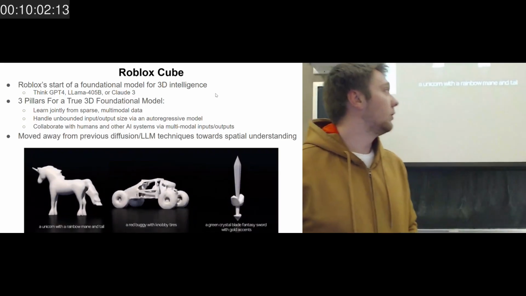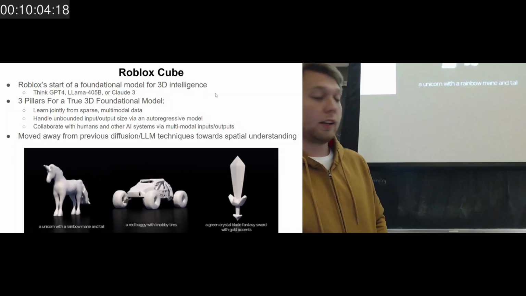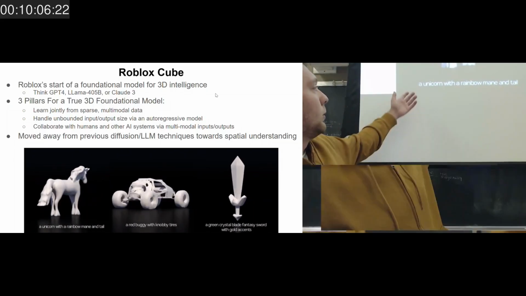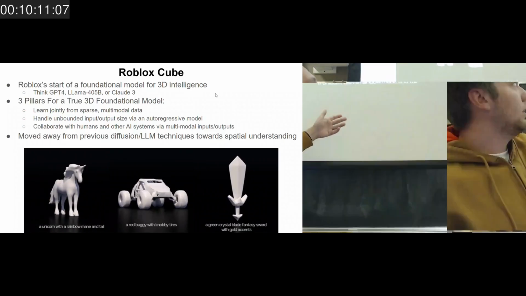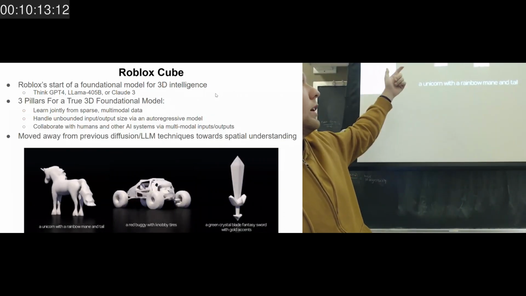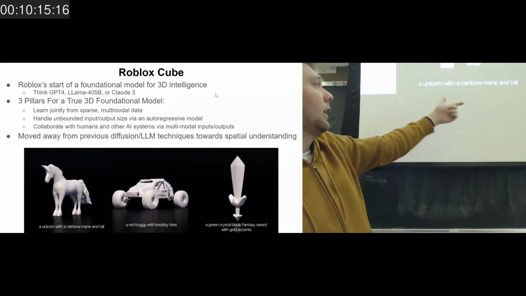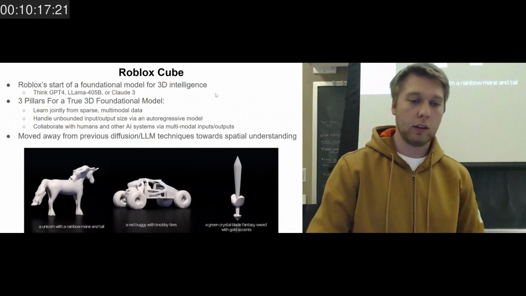And so this is an example of some of the outputs that you can get with their model. You can input either way: you'll say a unicorn with a rainbow mane and tail, and it'll spit out that mesh, or you can give it that mesh and ask it for a description, and it'll spit out that description. It works both ways.